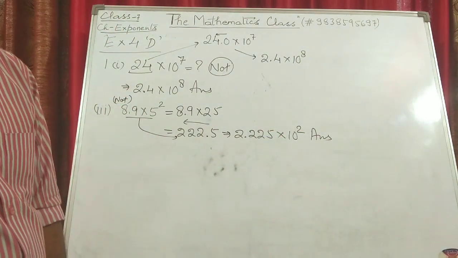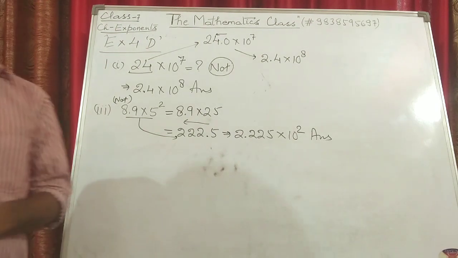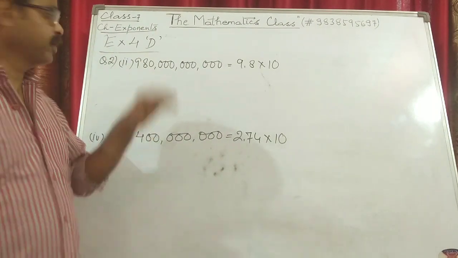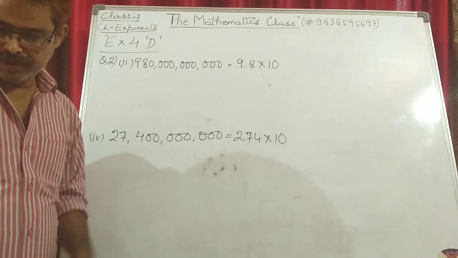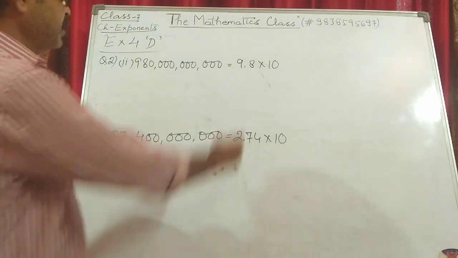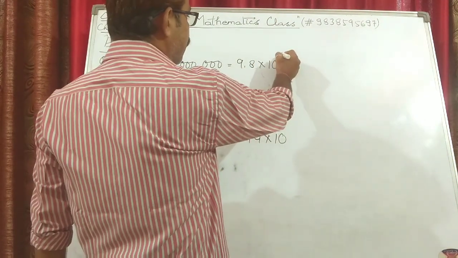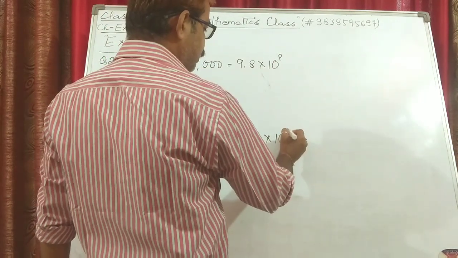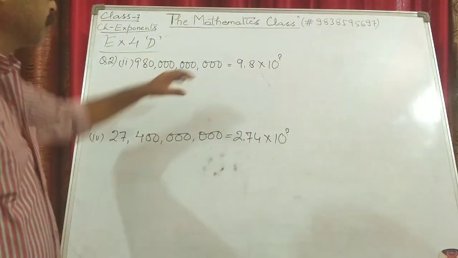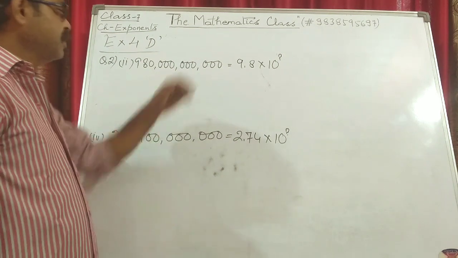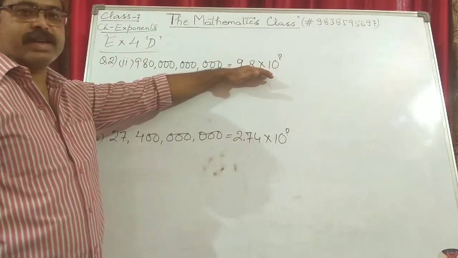Now let's take question number 2. Question number 2 I have taken, and we will be doing the second part and fourth part. The question says complete the following. It means you have to find by how many powers of 10 these numbers should be multiplied, so that we may be able to write it in scientific form.